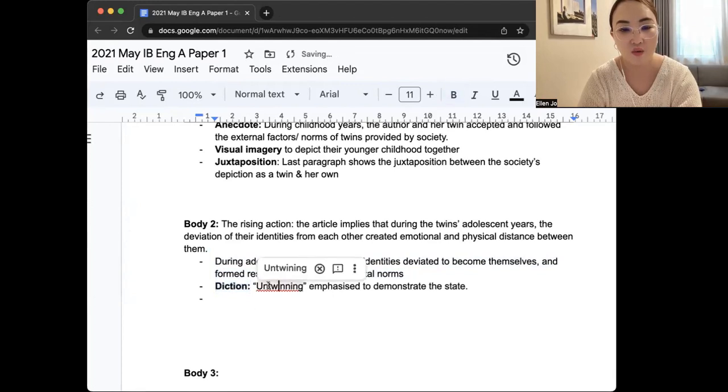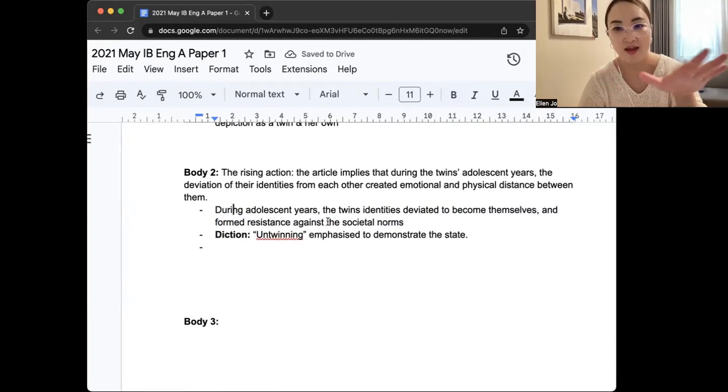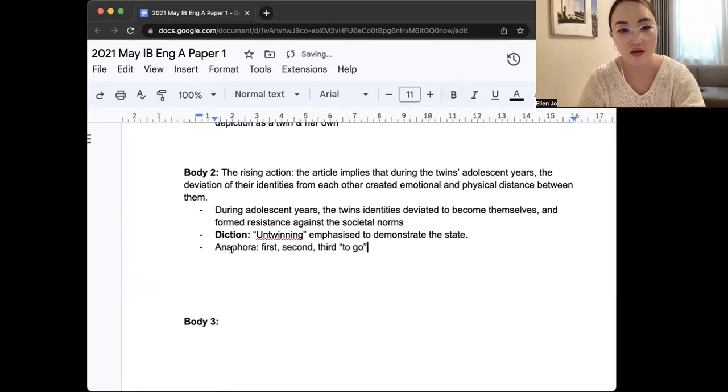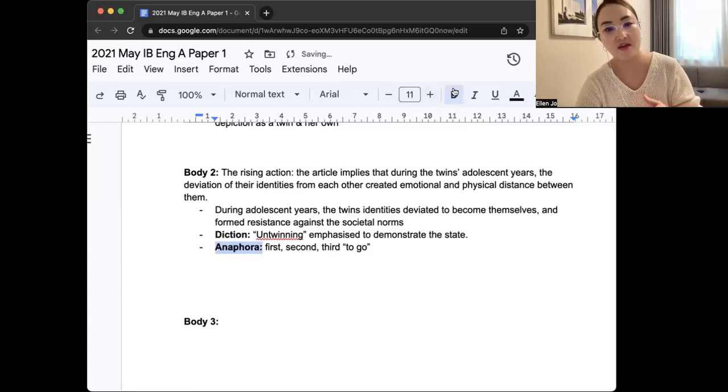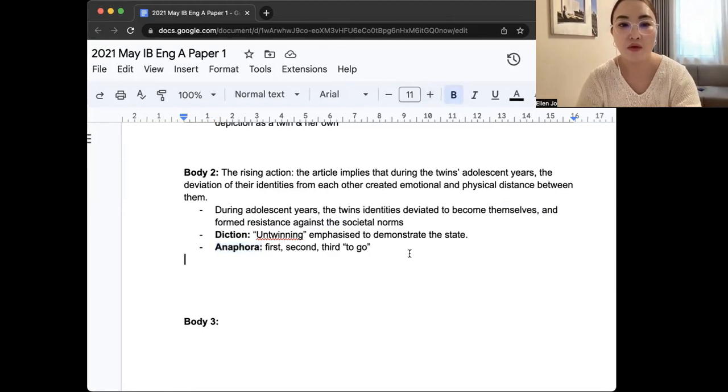I love to use the word untwinning that she used to emphasize the state. They're getting untwinned, you know. And the next evidence would obviously be the anaphora, where she emphasizes the different ways that they are being deviated from each other: first to go, second to go, third to go.